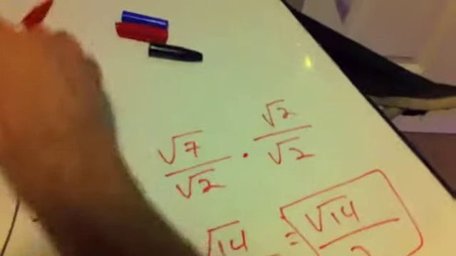Alright, now we're going to get into the main point of this lesson. We just had to do a little warm-up to get us thinking about radicals and how they work and all the fun stuff they do. So, let's do example 2.